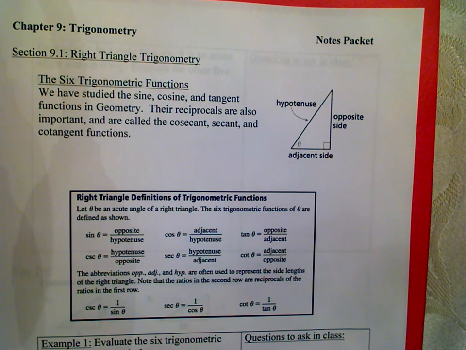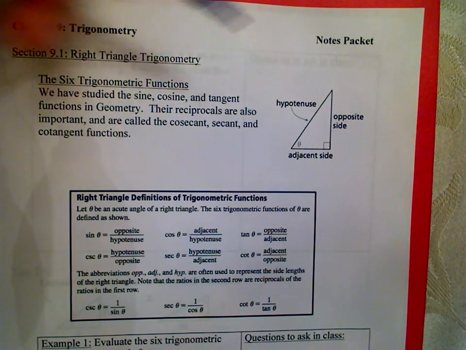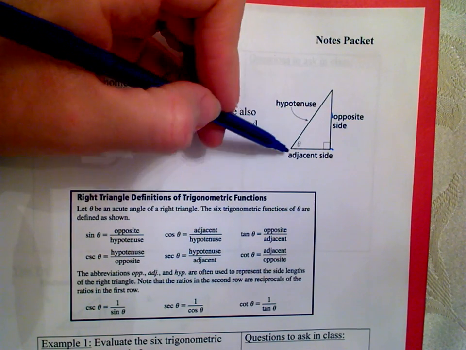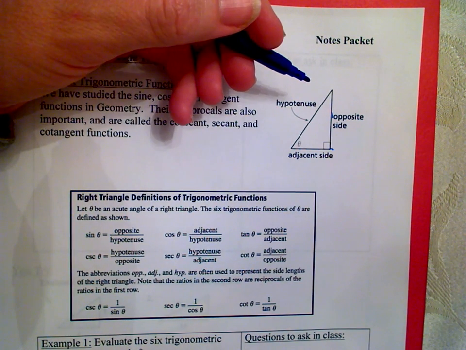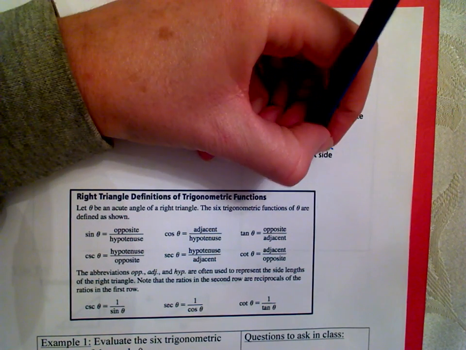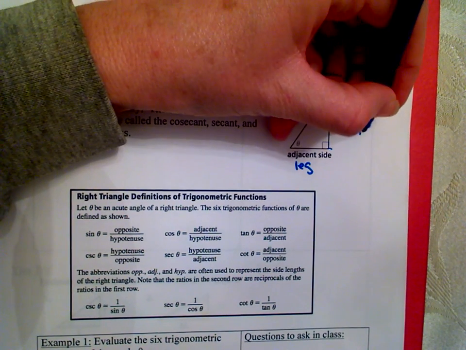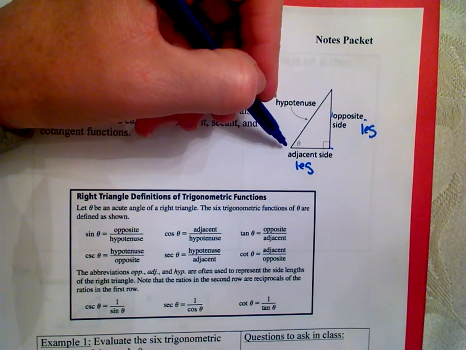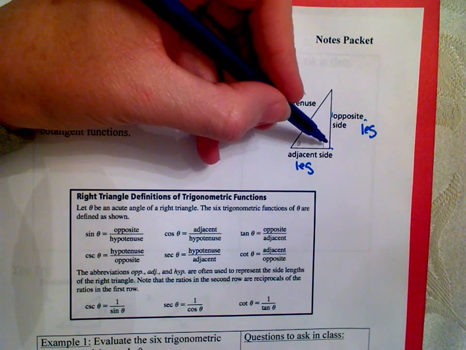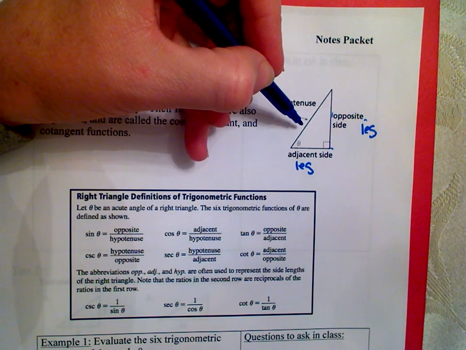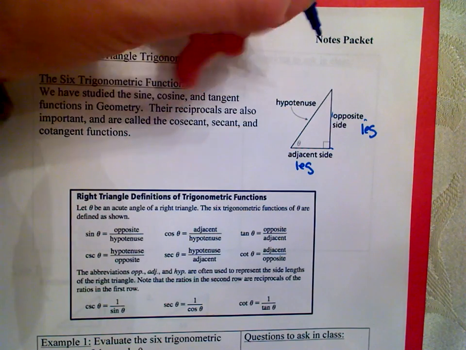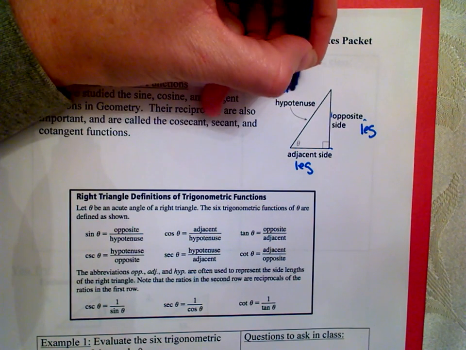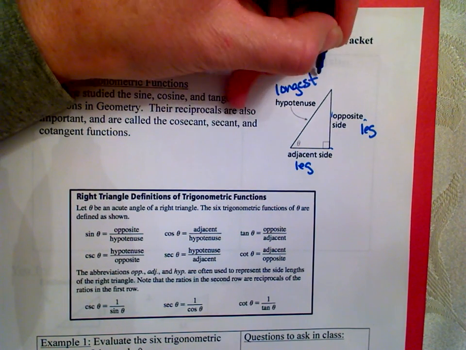Now, just to remind you, the parts of a right triangle are you have the two sides that form the right angle, and those sides are called the legs. The third side, which is also the longest side, and that is always directly across from the right angle, is called the hypotenuse. And the hypotenuse is always going to be the longest side of a right triangle.